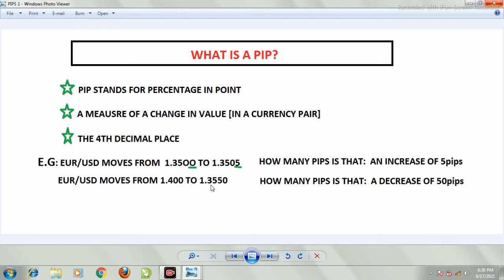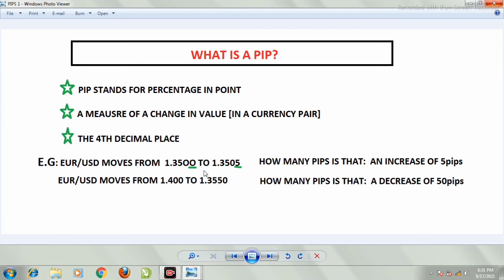Now all you have to do is take this and subtract it from this, and if you notice, how many pips is that? It is a decrease of 50 pips. The difference between 1.4000 and 1.3550 is 50 pips.